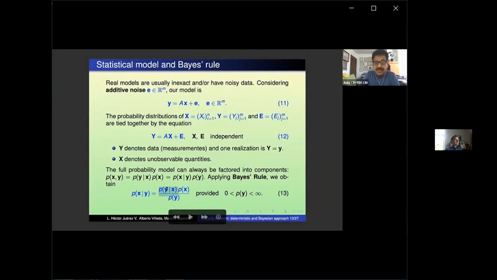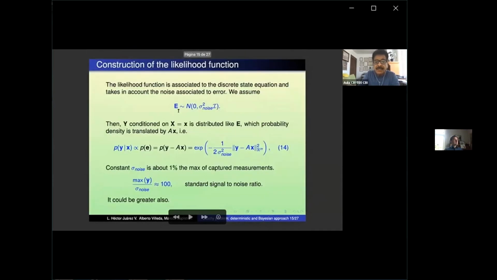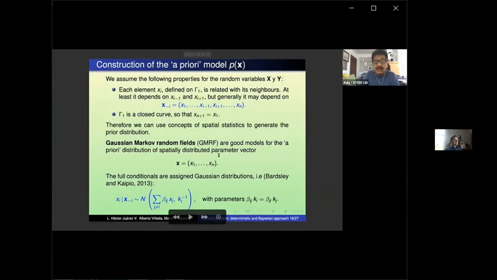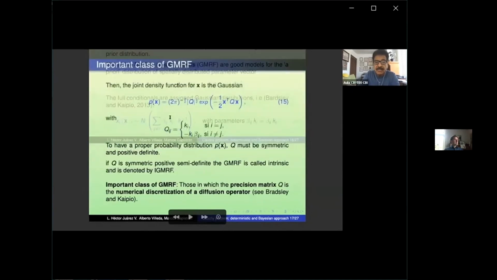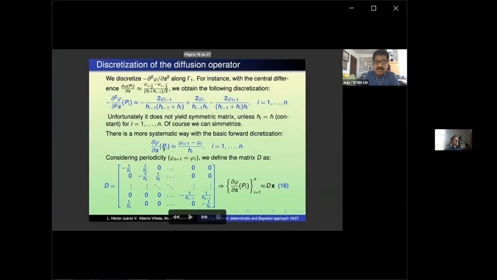We consider additive noise, then the likelihood is defined by this relation 14. And in order to construct the prior model, we use Gaussian Markov random fields. Then the joint density function for x is given by this expression where Q is symmetric positive definite and can be computed by the discretization of the diffusion operator. In our case, we first discretize the first derivative with basic forward discretization, obtaining this matrix D. And then Q is obtained as a multiple of D transpose D, shown here.